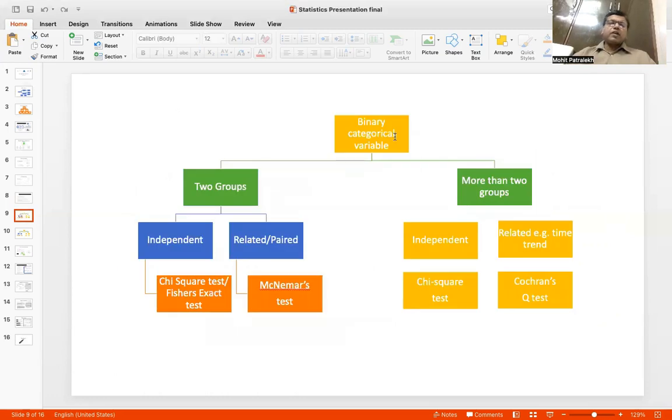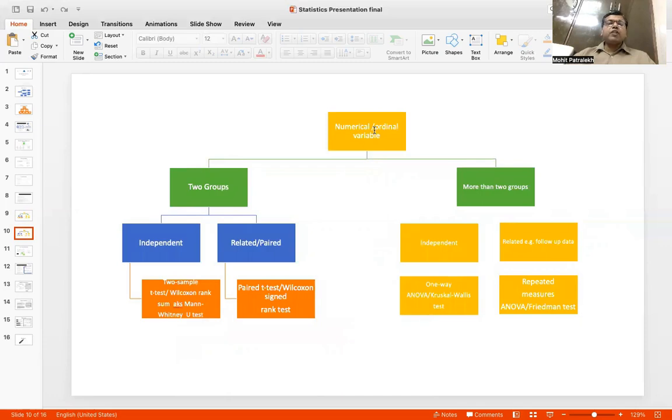So if we have a binary categorical variable with two groups which are independent, we can use a chi-square or Fisher's exact test. If they are related, we can use a McNemar's test. If we have more than two groups which are independent, we use chi-square test. And if they are related, for example, time trend data, we use Cochran's Q test.